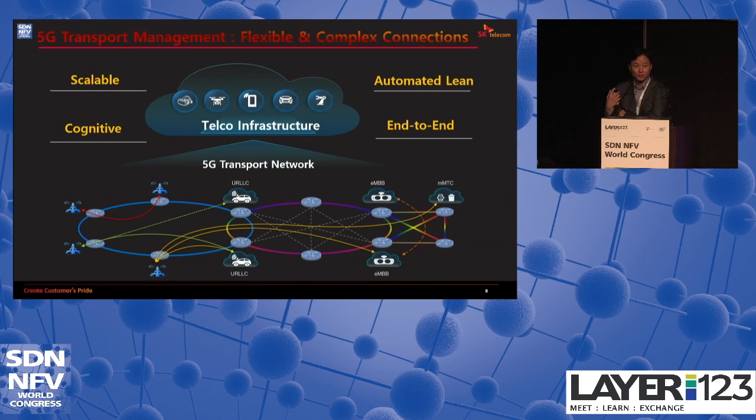So how do we accommodate these services? Also, B2B services are increasing. Currently LTE is more powerful for B2C services, but in 5G it changes a little bit, so the 5G transport network also supports that. So we have lots of flexible and complex connections that should be supported in our network.